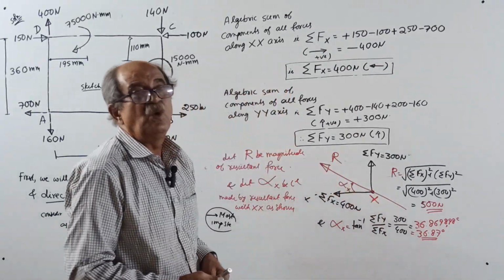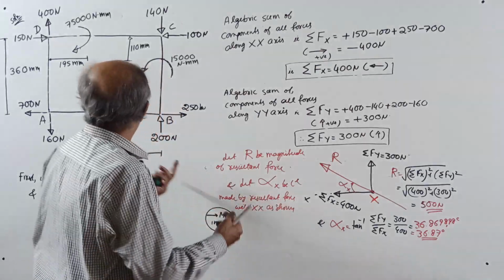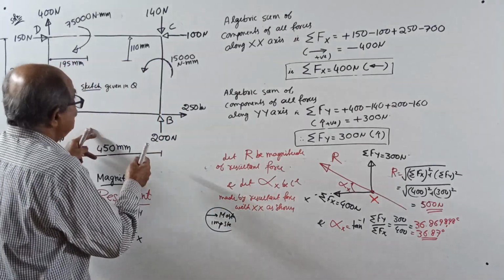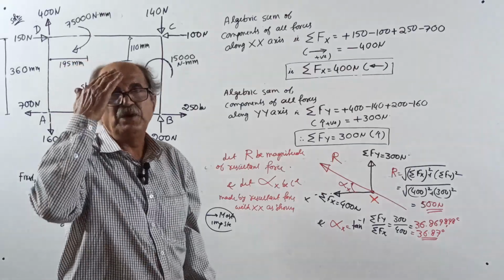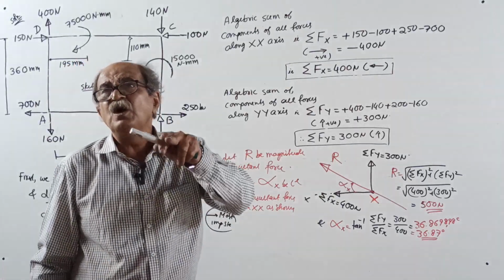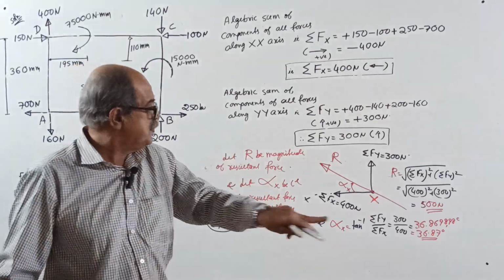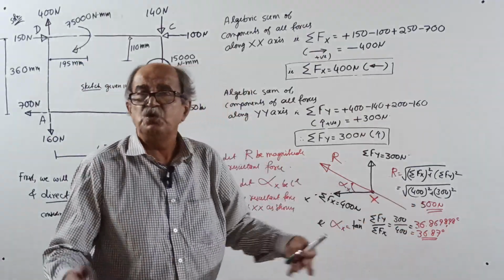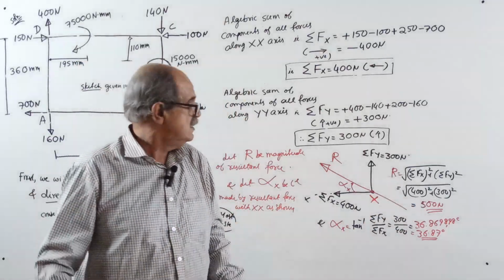X. X means unknown. Why? Because it is a concurrent force system. How many times I told it? I wrote, since all the forces are passing to the point O, the resultant also passes through O. If it is concurrent, the question is over now. Question is over.